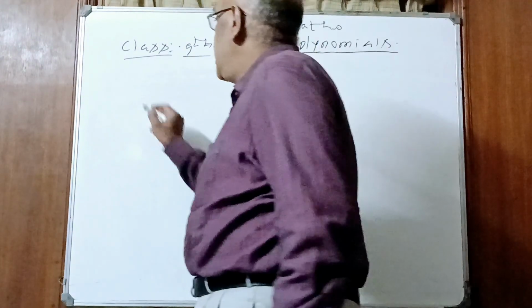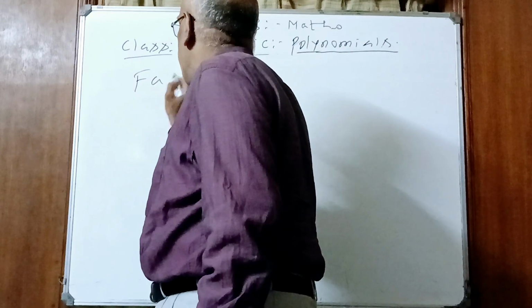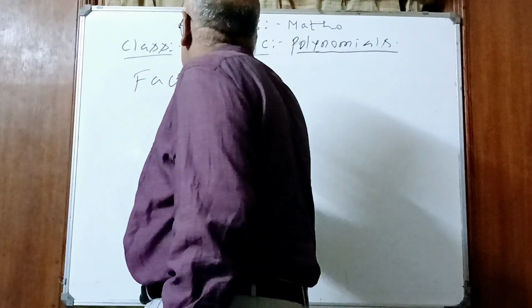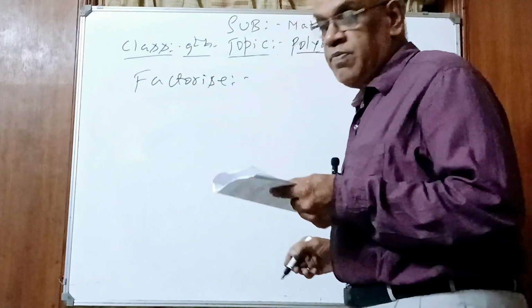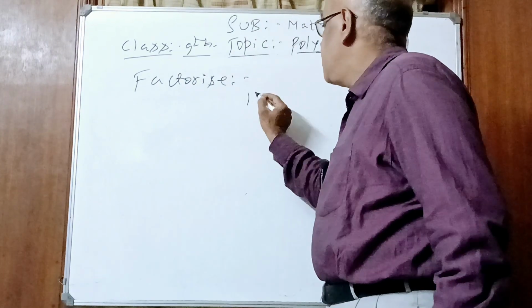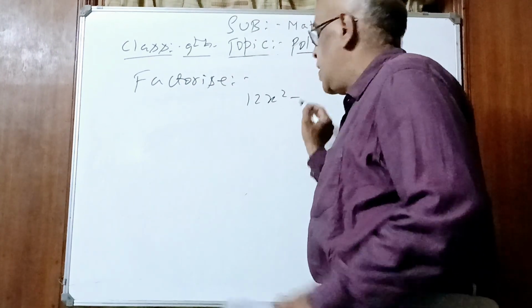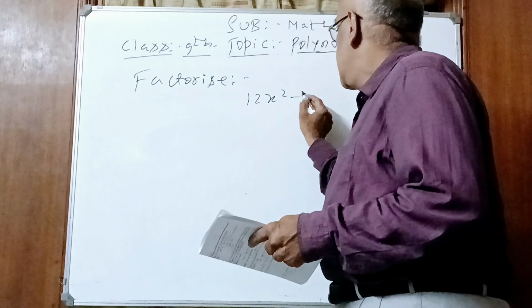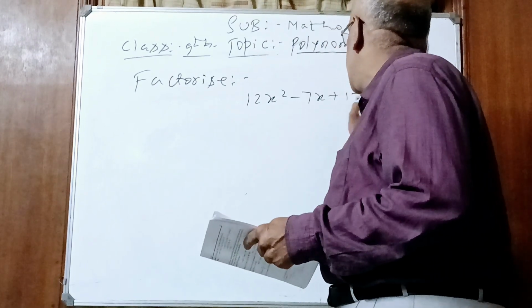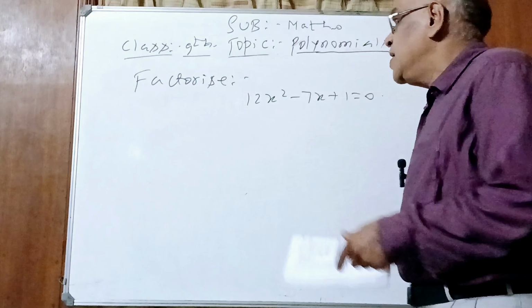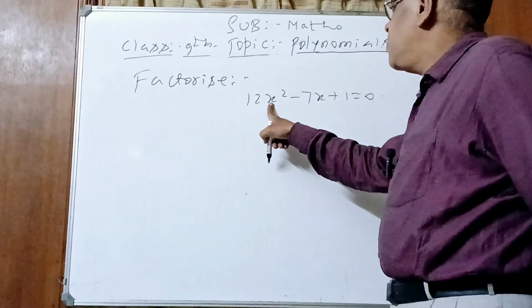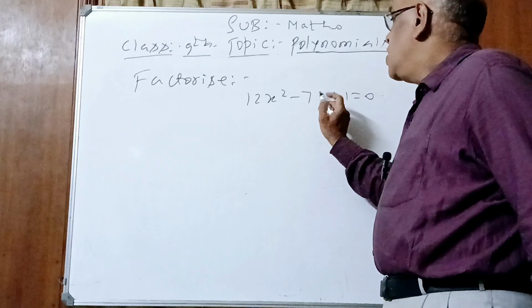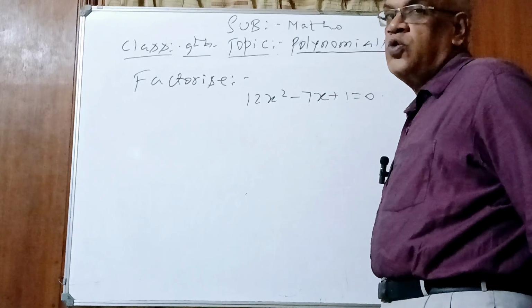Next question, children. Factorize. How to factorize, children? By splitting the middle term. 12x square minus 7x plus 1. Factorize means find the factors. What type of polynomial? Quadratic polynomial. It will have two factors and it will have two zeros.